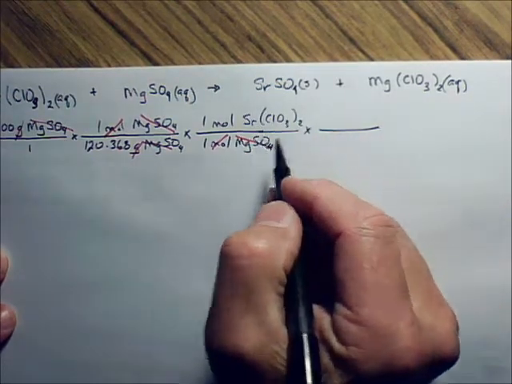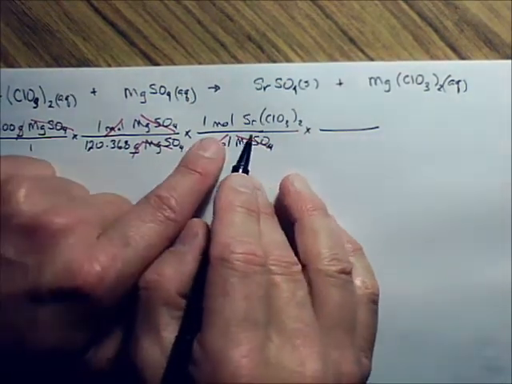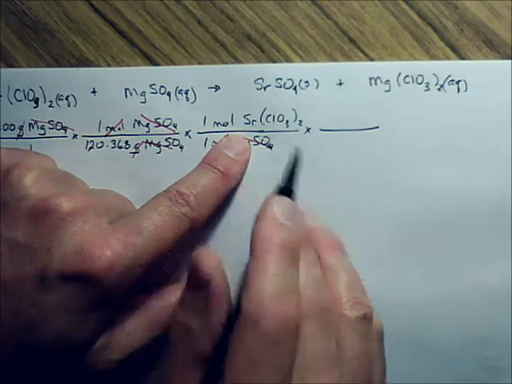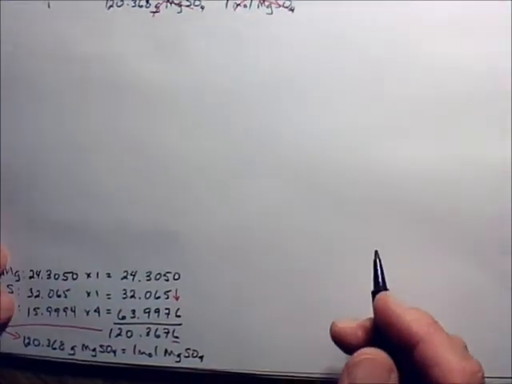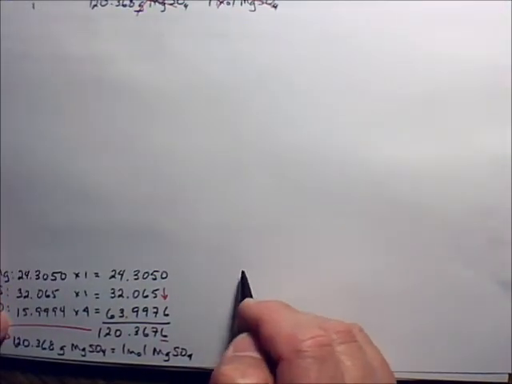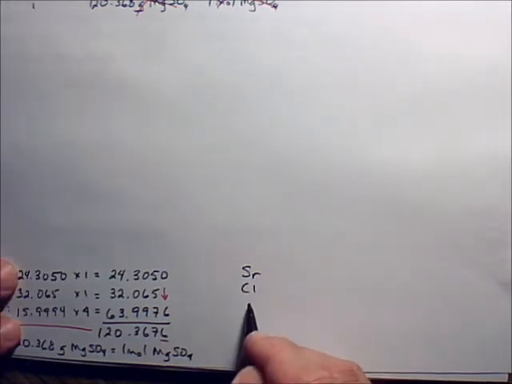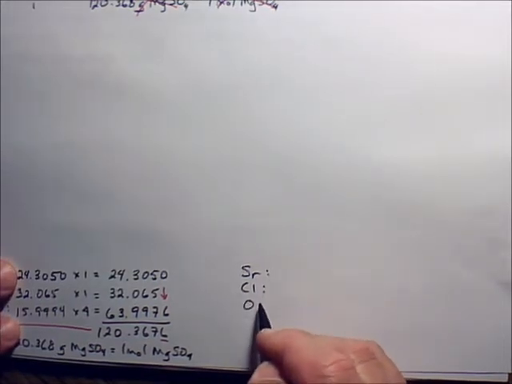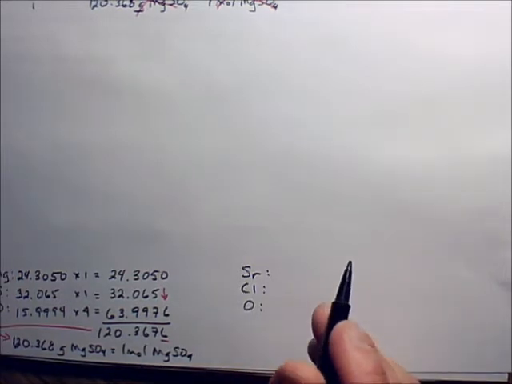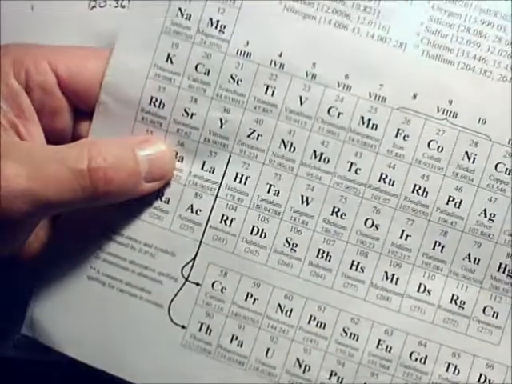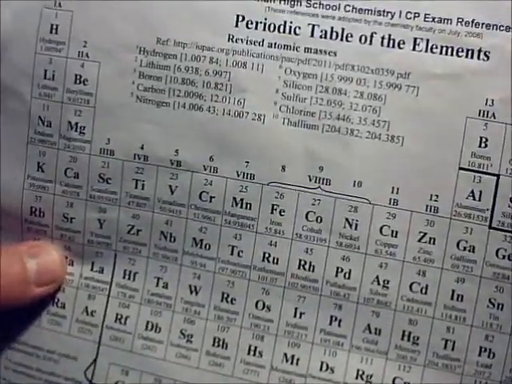All right, so we need to have a molar mass for strontium chlorate. Got another, making them cookies. There you go. So strontium and chlorine and oxygen here. All right. Our trusty periodic table tells us strontium has an atomic mass of 87.62.